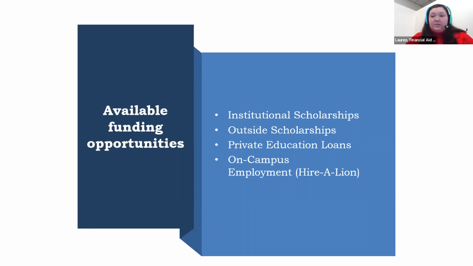There are also outside scholarships. We're going to go over that in this presentation as well. Those are scholarships from outside our university. You would get those scholarships from an outside party and send the money to our university, and we would add it to your student account to help you pay your balance. We also have private education loans, which we'll talk about, and then on-campus employment. As an international student, you can work an on-campus job, so we'll talk a little bit about how that can help with your finances.